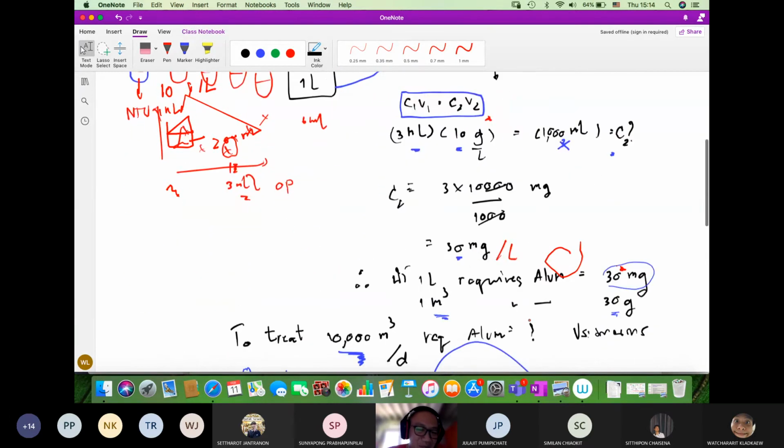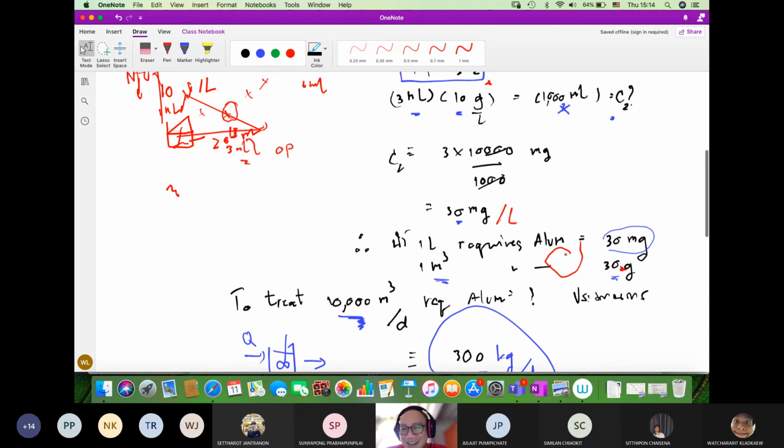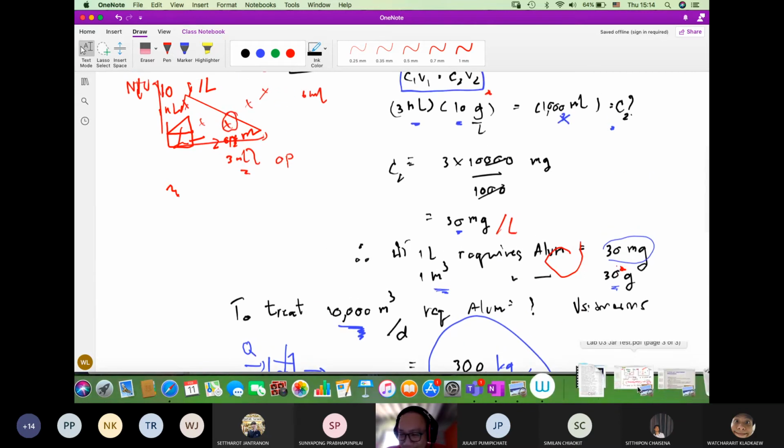Finally, you should come up with the conclusion like: in order to treat 1 cubic meter of water, how many grams of alums are required. Otherwise, if you are not coming up with this conclusion, your test is meaningless. Okay, so again, this is the beneficial use of the results.